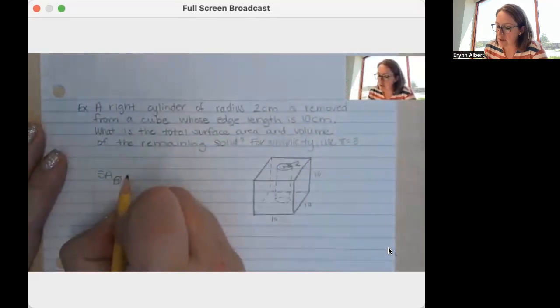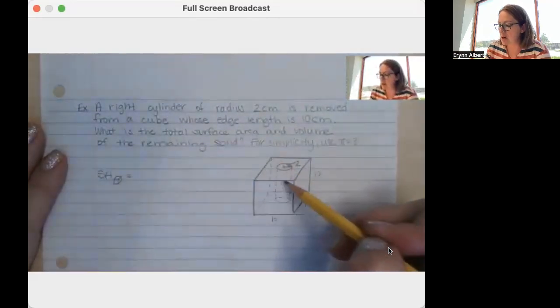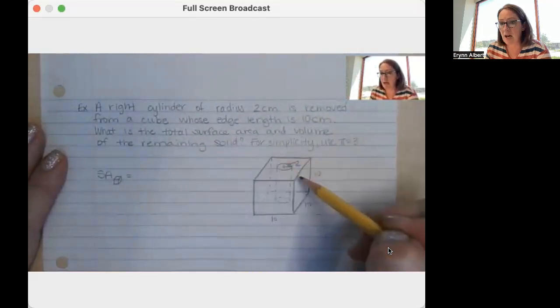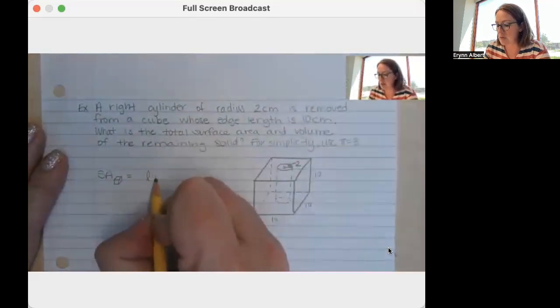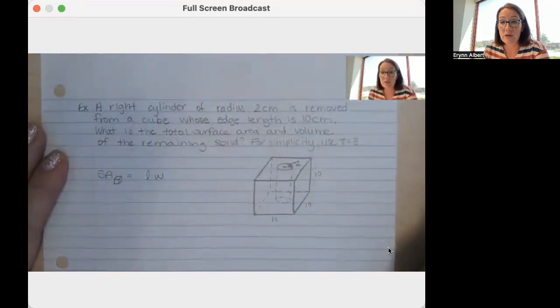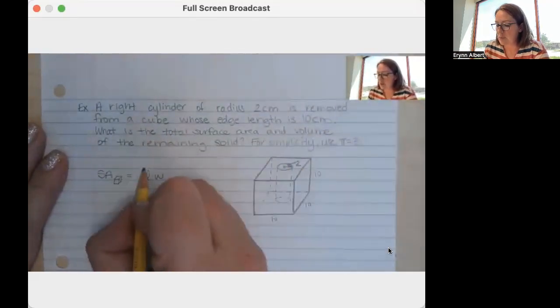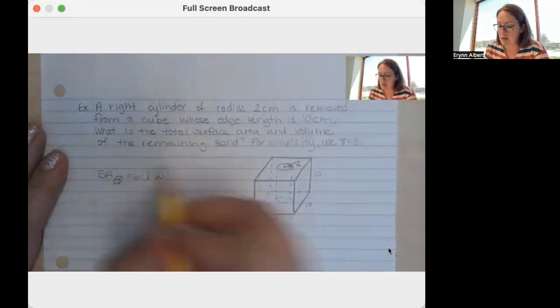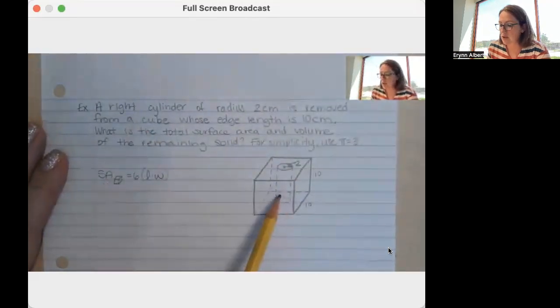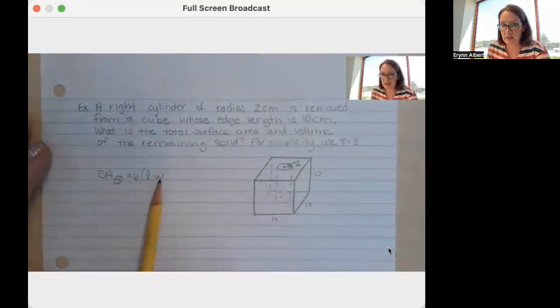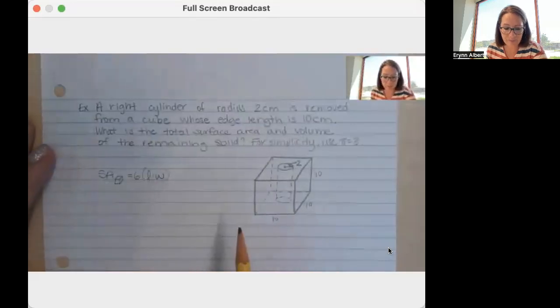In order to find the surface area of a cube, we need to find the area of each square. To find the area of a square, it's length times width. But how many squares do we have in a cube? Top, bottom, front, back, side, side. So we're going to multiply this by 6. So in order to get the surface area of my cube, I need to do 6 times L times W.